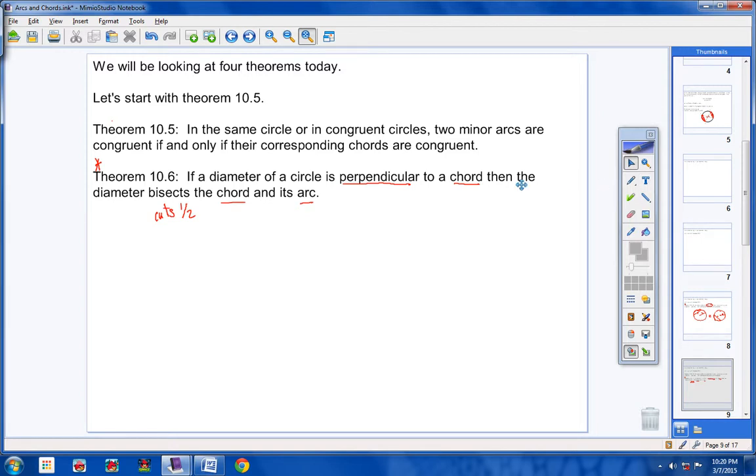Go ahead and copy this down. I'll give you guys just about a minute to do this, okay? If a diameter of a circle is perpendicular to a chord, then the diameter bisects the chord and its arc, okay? Alright, let's go ahead and continue on.